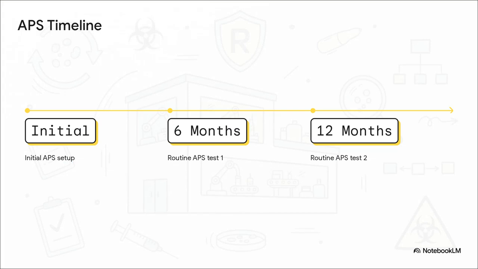You have your initial setup, the initial APS. Then, to maintain qualification, you conduct a routine APS test at 6 months and another at 12 months. As a norm, this is required twice per year, per shift, and per line. It's a continuous, rigorous demonstration of your aseptic control.